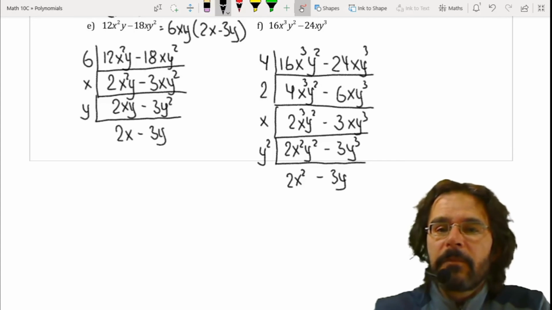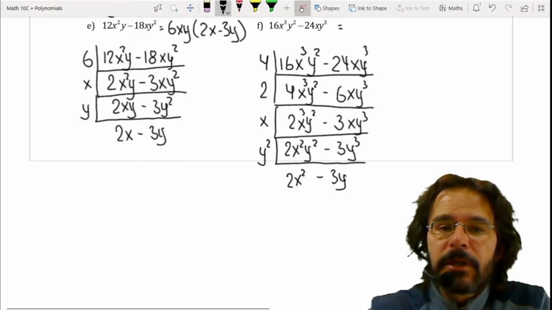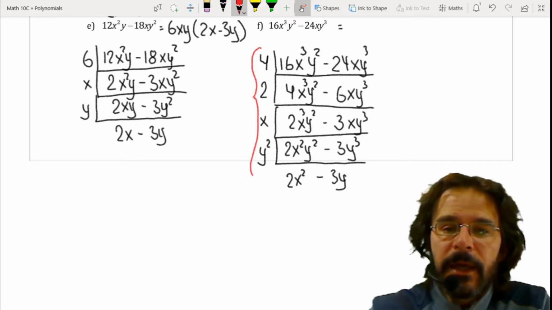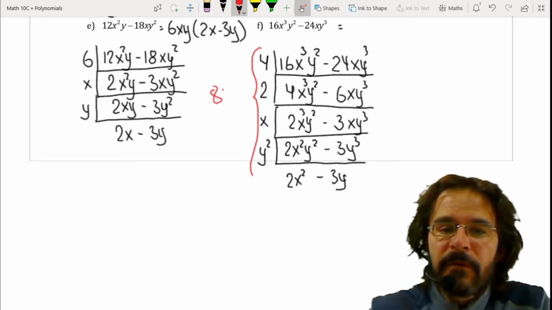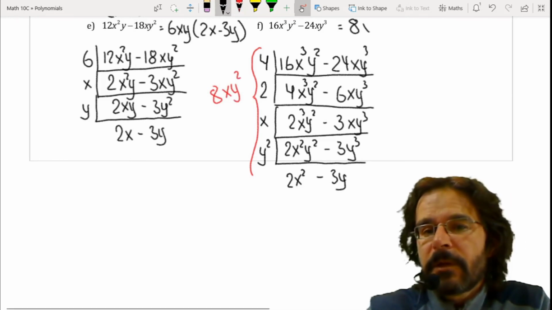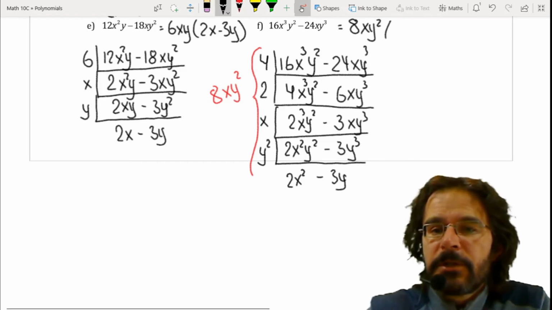Okay, now we can put it all together. If we multiply this and simplify it a little bit, 4 times 2 is 8. And then we have x times y squared. So that's the first factor. It's going to be 8 times x times y squared times the binomial that's at the bottom.